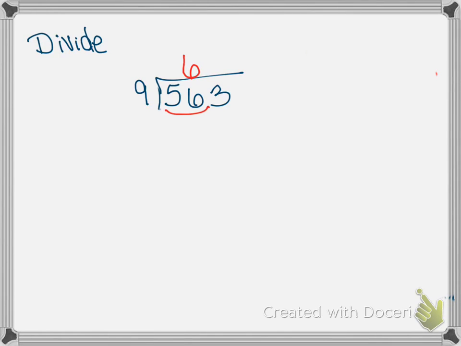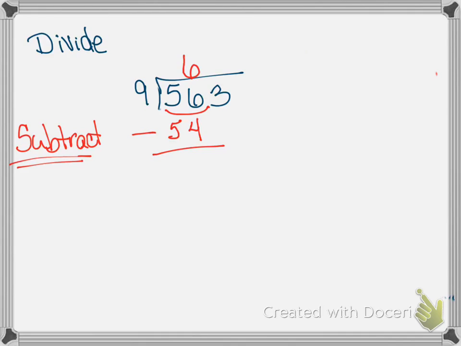Then I say 6 times 9 is 54. Okay, what do I do right now? Subtract. That is going to be a mistake alert when we move to polynomials. So remember, when we're doing long division, we subtract. 56 minus 54 is 2. My next step is I bring down my 3. How many times does 9 go into 23? 2 times. 2 times 9 is 18. Again, I subtract. What's 23 minus 18?